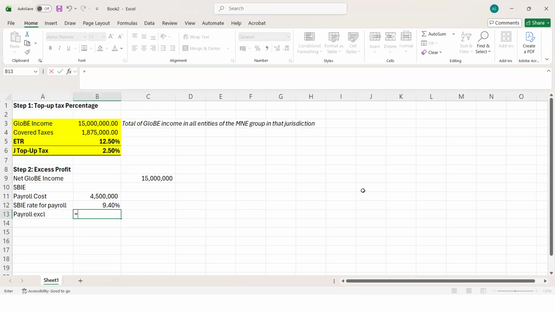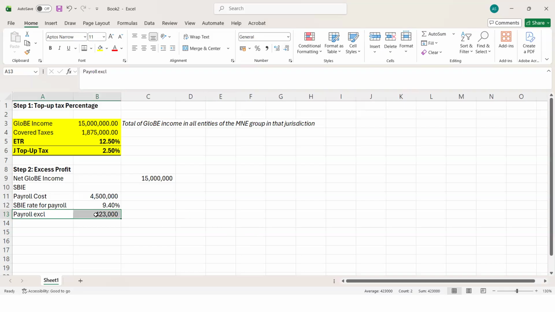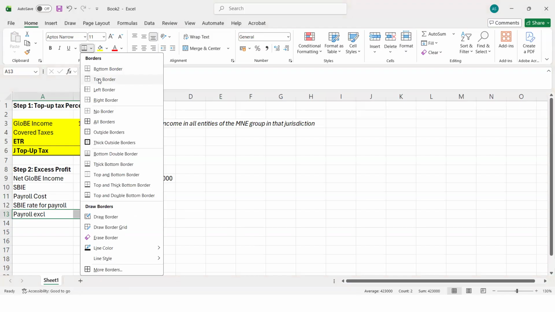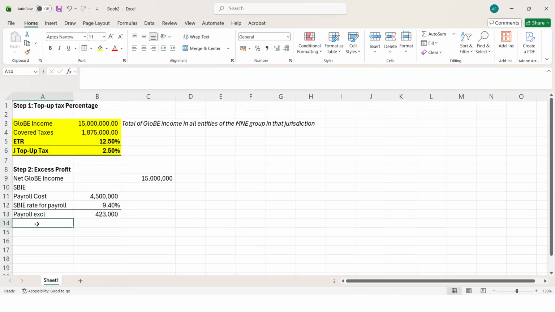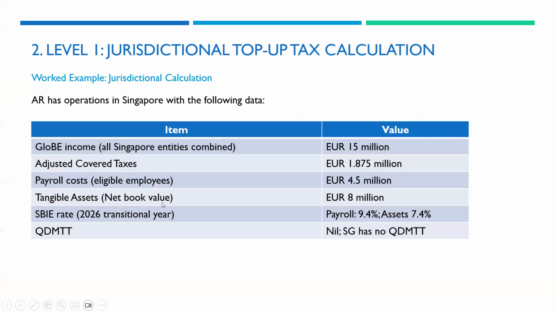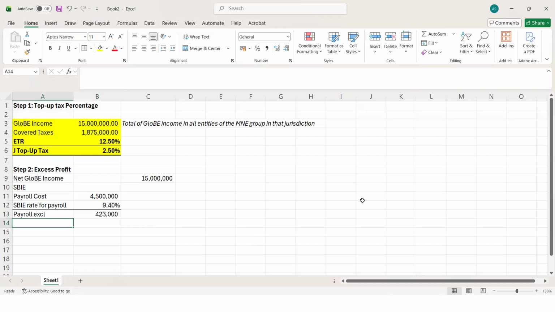It is going to be nothing but this into this. Okay, 423 is what is going to be excluded in respect of payroll. Now let's calculate my tangible asset exclusion. I have a tangible asset net book value of 8 million. So tangible asset value of 8 million.